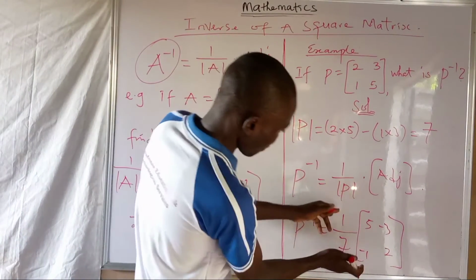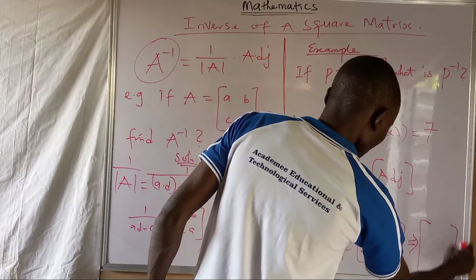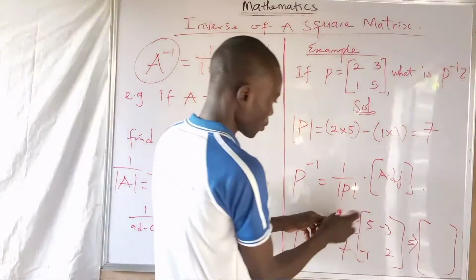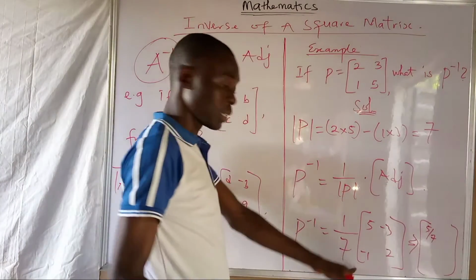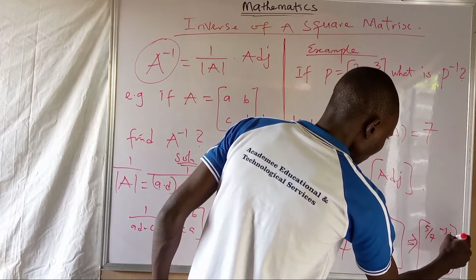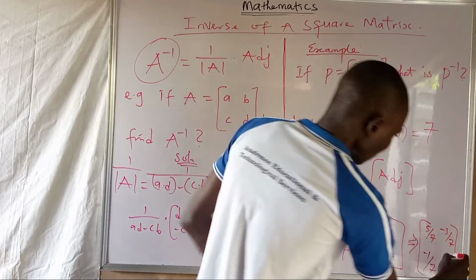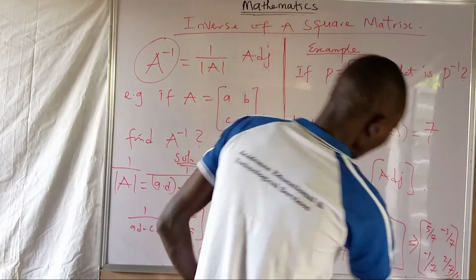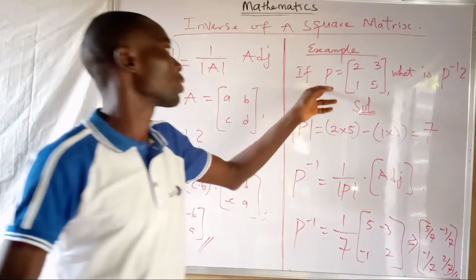If you don't write it this way, you can as well write it together and have 5 times 1 is 5 over 7. You can have this in the options, and you can also have it in this manner in the options. This is minus 3 over 7, and this is minus 1 over 7, and this is 2 over 7. So either this or this, they signify the inverse of this matrix P.